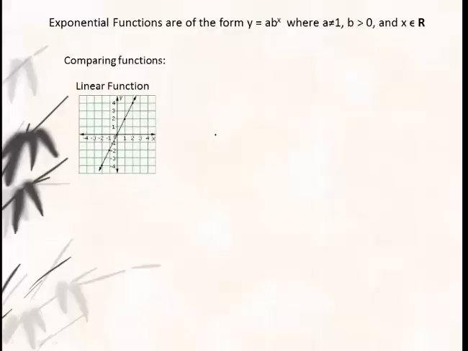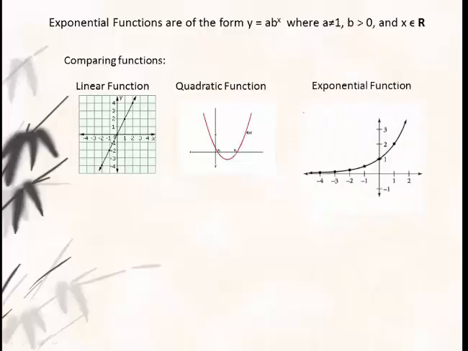So, let's talk about exponential functions. Exponential functions are of the form y equals a b to the x. a cannot be 1, b is not 0, and x is a real number. So if we compare functions, a linear function gives us a straight line. A quadratic function gives us a parabola. And an exponential function gives us an increasing or decreasing curve.